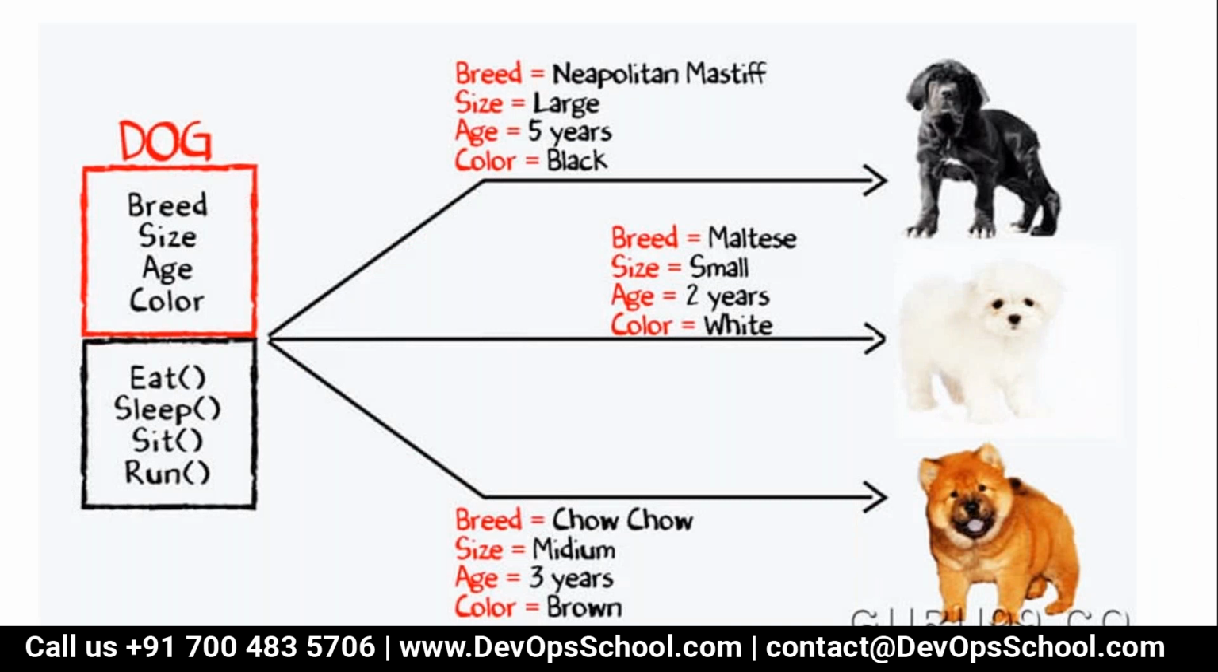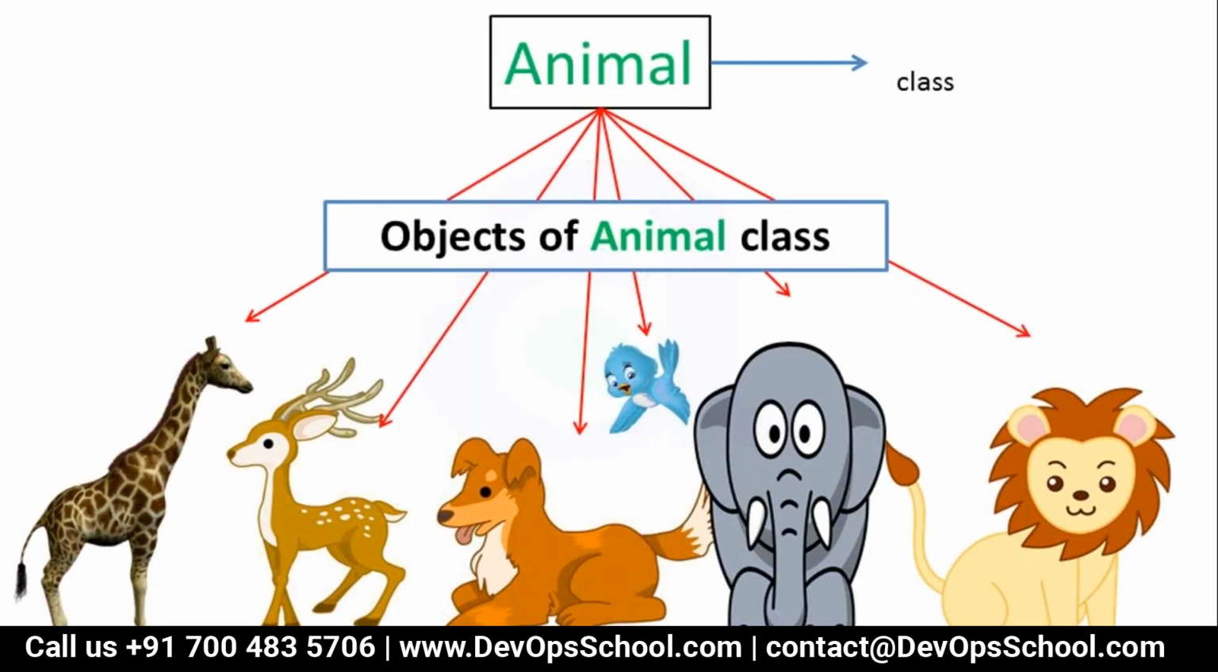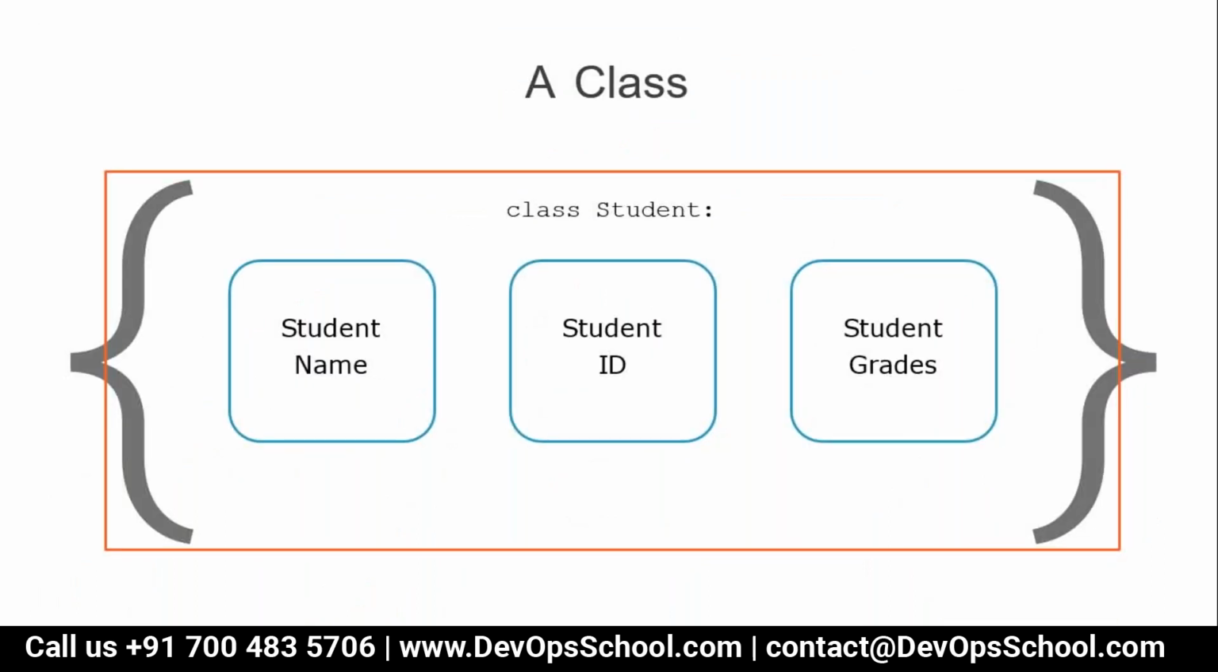Look at this, dog is a class. Again, different kinds of dogs are objects with different properties. In dog, you have variables like breed, size, age, color, and different actions you perform through the object, like eat, sleep, sit, run. Whatever you pass, it will do those things. Class and object. Animal is another example, with different kinds of animal objects. So guys, did you understand the fundamentals of class and object, all of you?